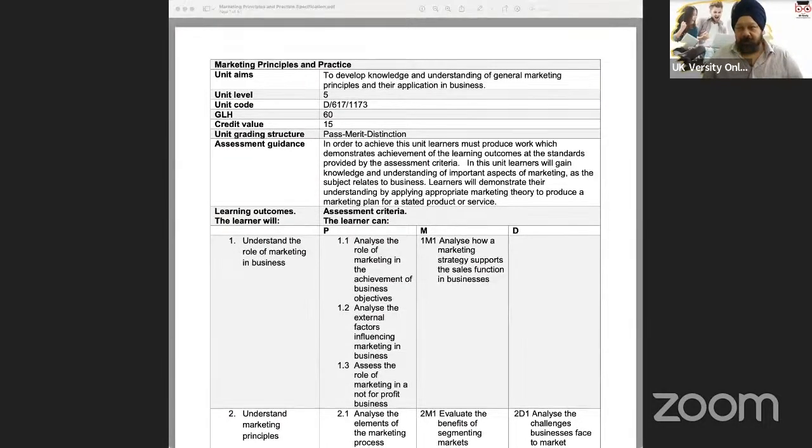So what we're going to do is obviously start with the marketing principles and practice. This is one of the core units in the level 5 extended diploma in business and management that you are looking at studying with us.